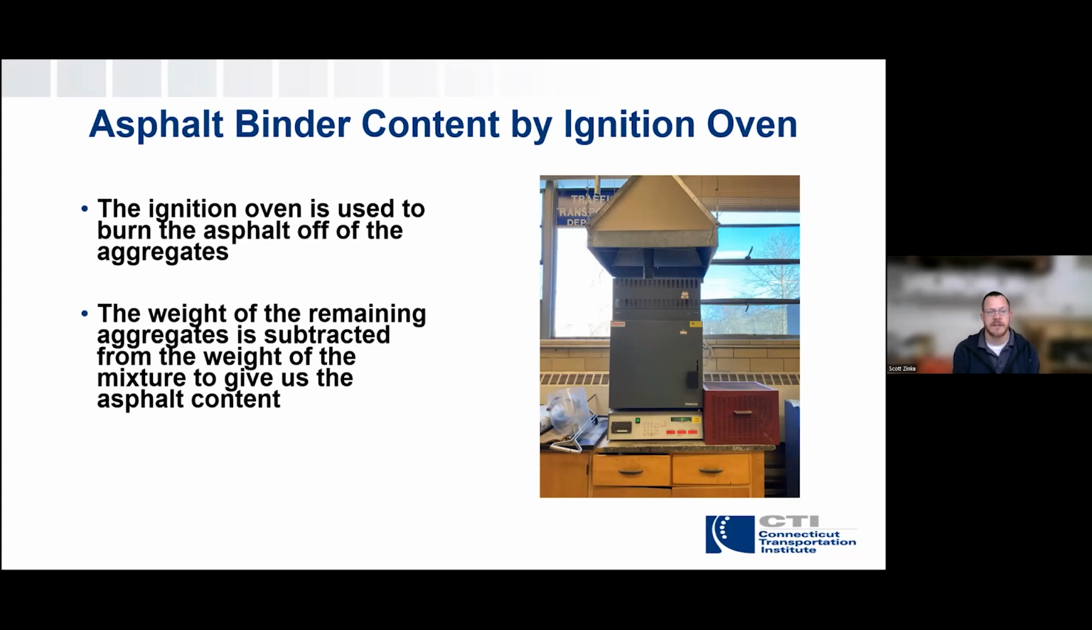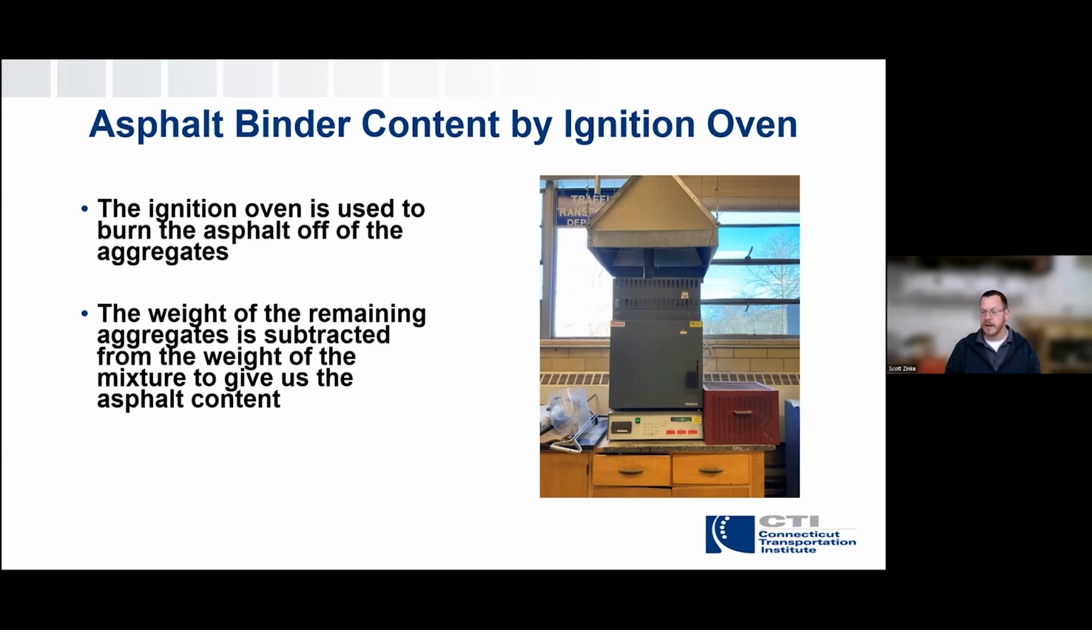What you see in this image is what's called an asphalt ignition oven, a hot mix asphalt ignition oven, and this oven heats up to 1,000 degrees Fahrenheit. We literally burn the asphalt off of the aggregates. So we get a weight of our mixture, then we apply all this heat inside the ignition oven. It burns the asphalt off until it reaches what's called a constant mass. We'll talk about that in just a couple minutes.